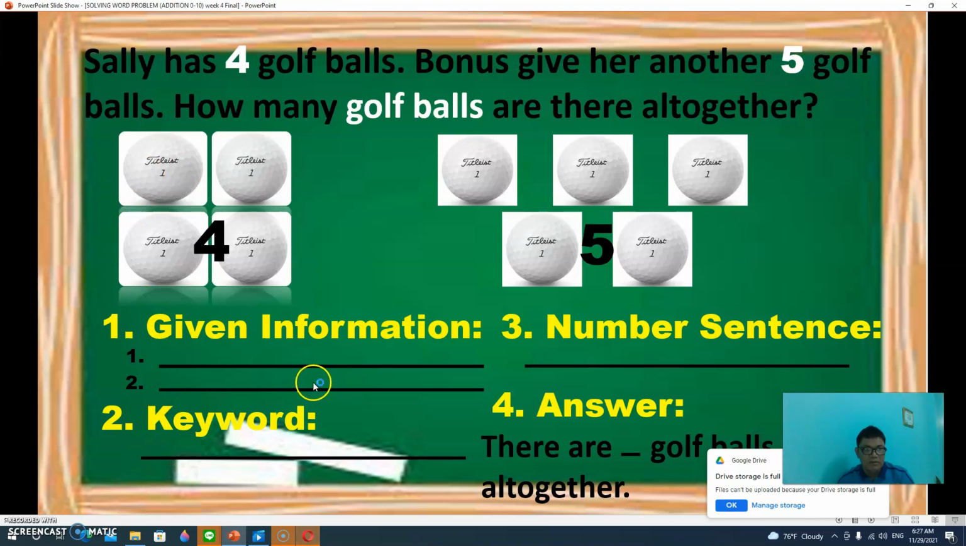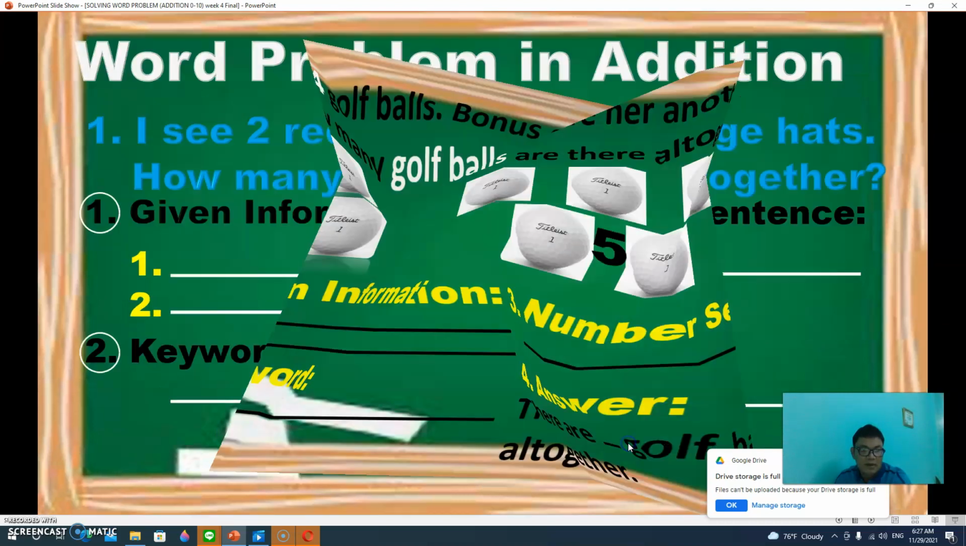Okay, number 2. So for the keyword, what is the keyword? Altogether. Very good. And number 3, number sentence. 4 plus 5 equals. Okay, so you're going to write your answer. And number 4, for the answer, there are blank golf balls all together. So you're going to write your answer on the blank.